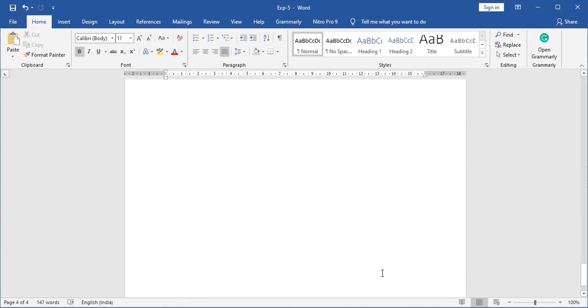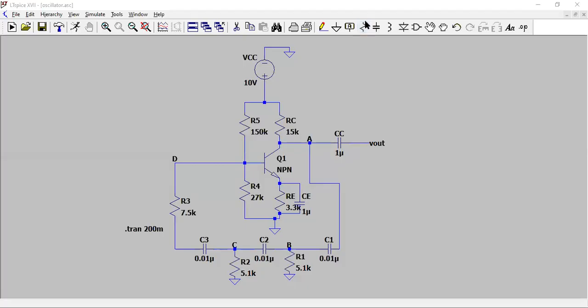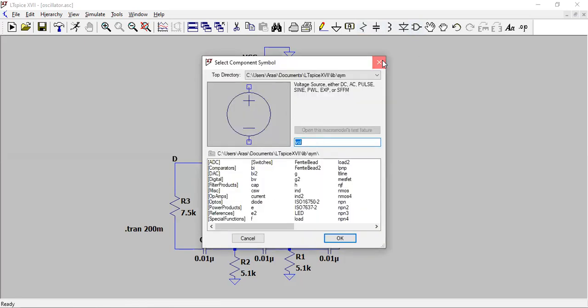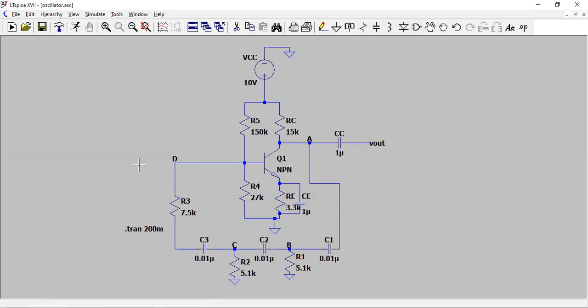Now we will go to the Multisim window. See here. Go to the components, take all the components and place them. Connect the components as per the circuit diagram. After connecting the components, change the values of all the components and the names.